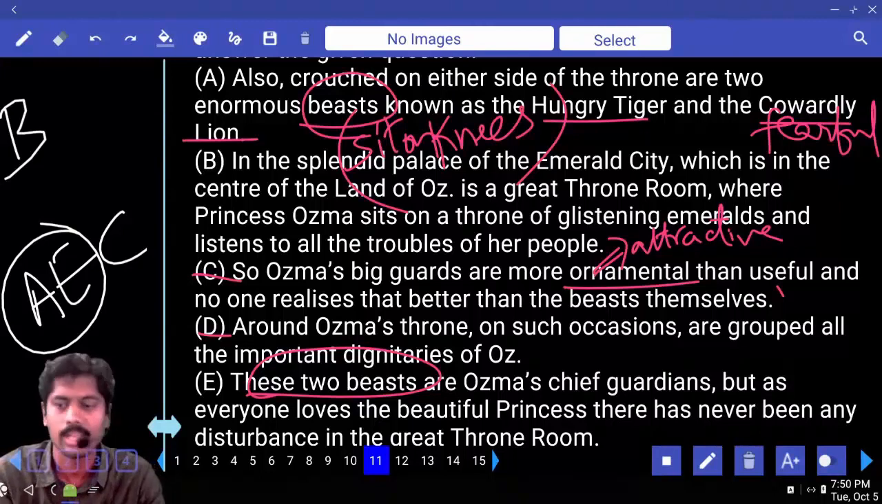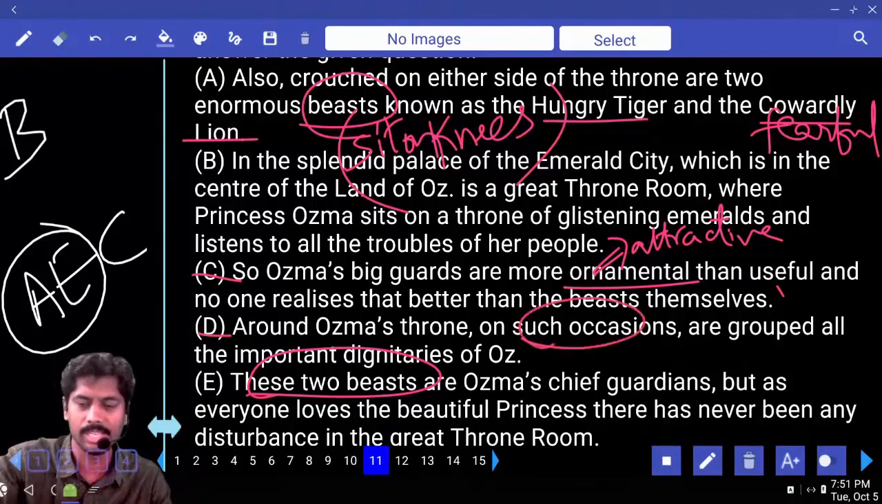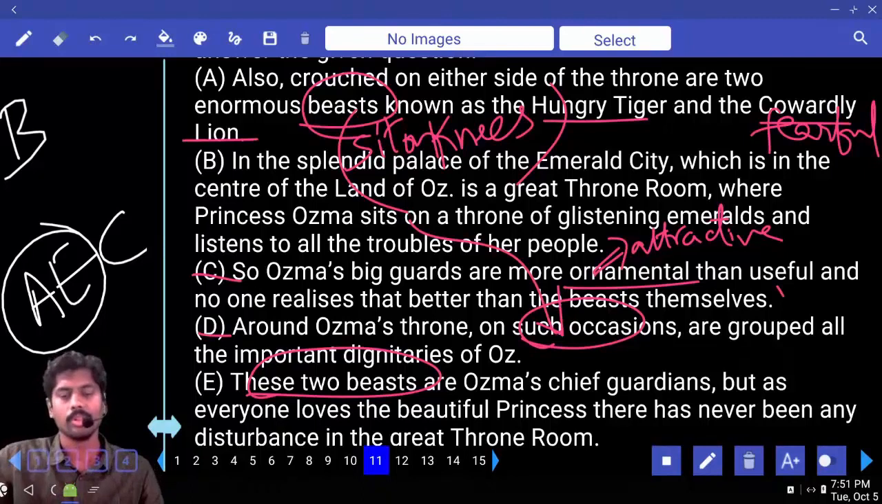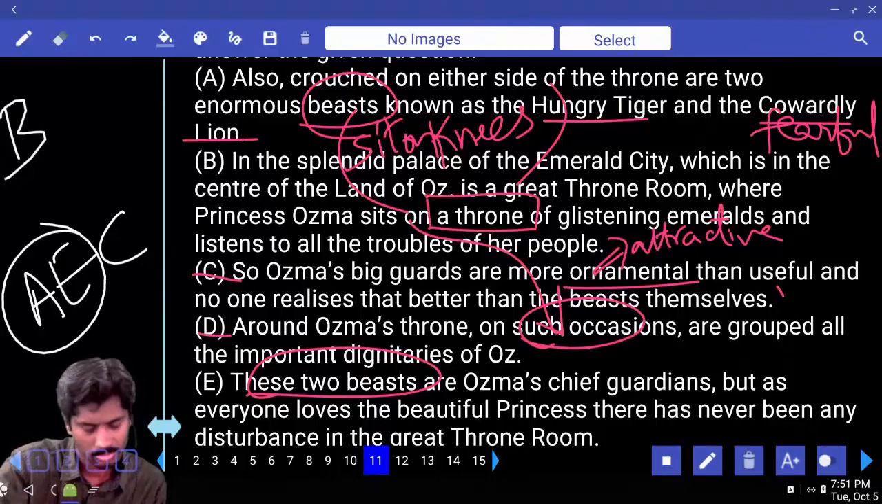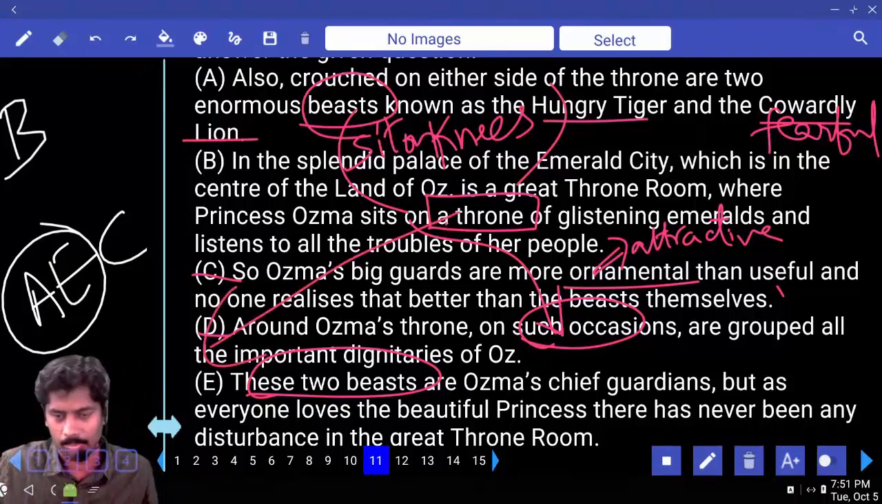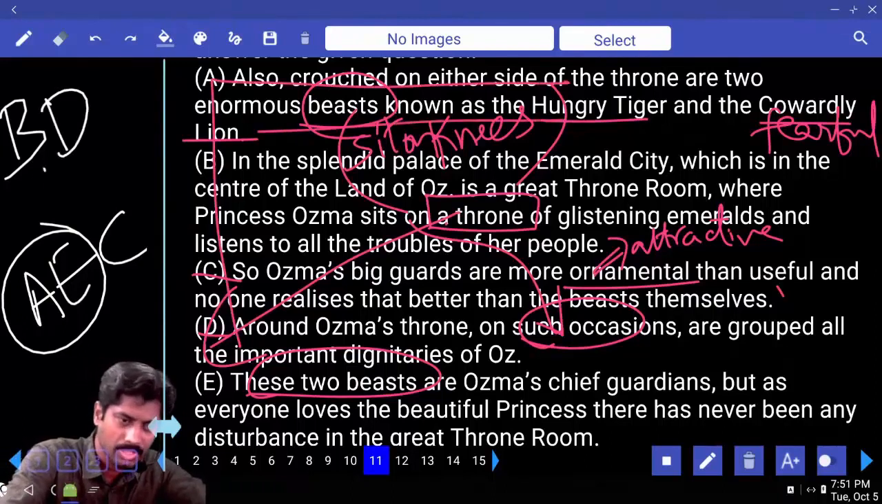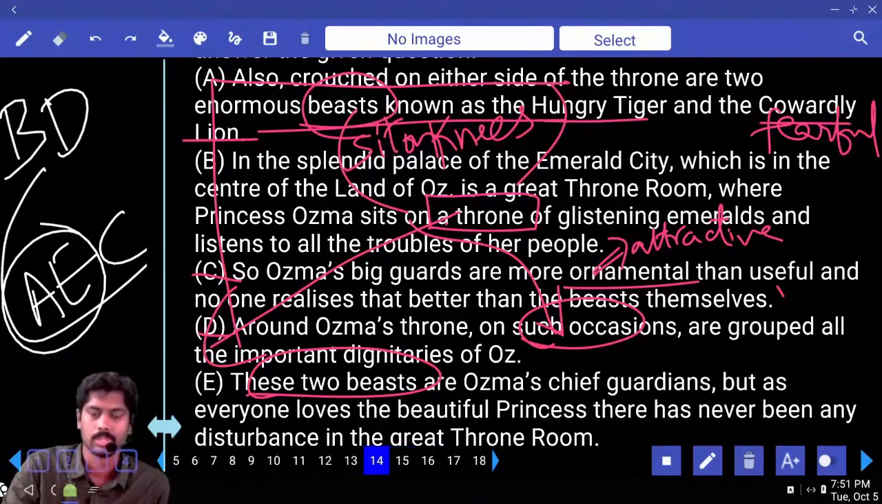So what is the next sentence, remaining sentence? Around Ozma's throne on such occasions. Occasions means here listening to troubles of the people. That occasion only? Yes. Around Ozma's throne on such occasions are grouped all important dignitaries of Oz. So where did they mention throne first? In the B sentence, they have mentioned throne, means king or queen's chair. And who is there around the throne? Around the throne, great people are there. Also, animals are also there. So what is the order? B, D, A, E, C.